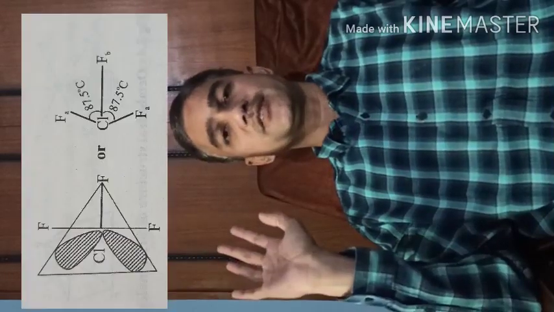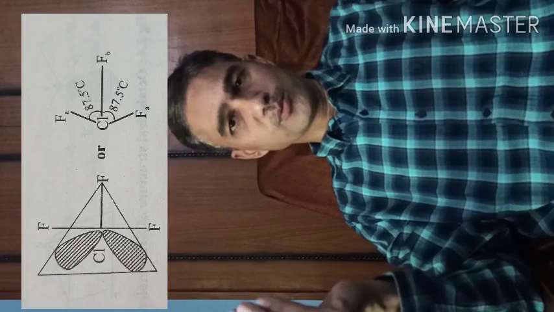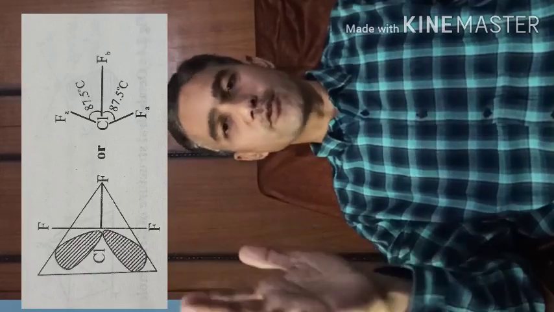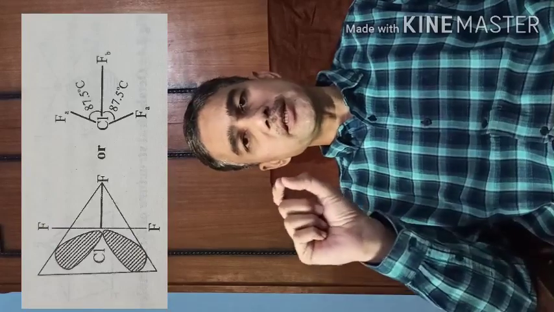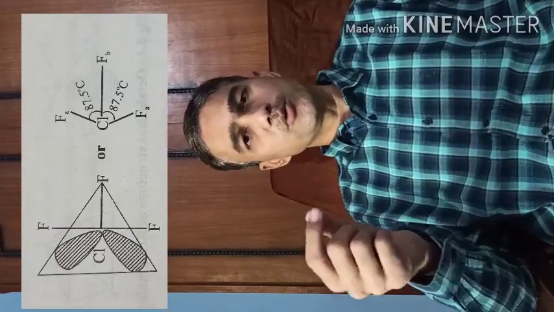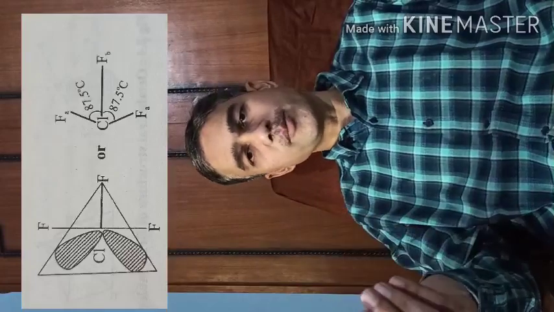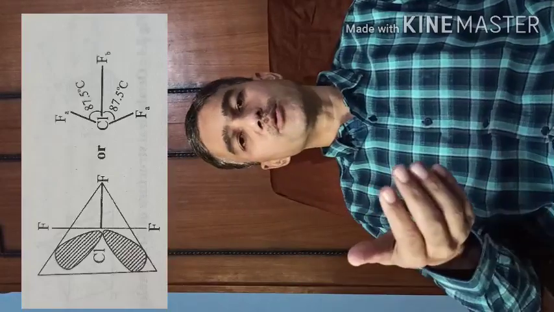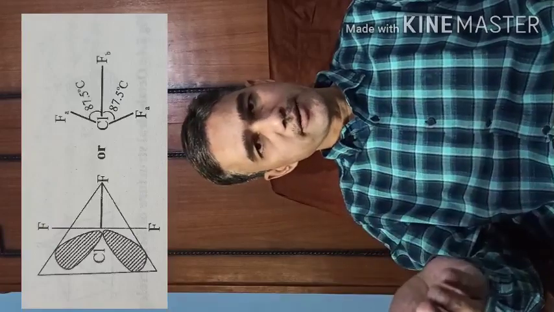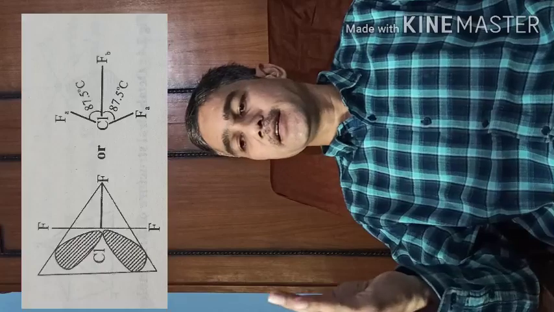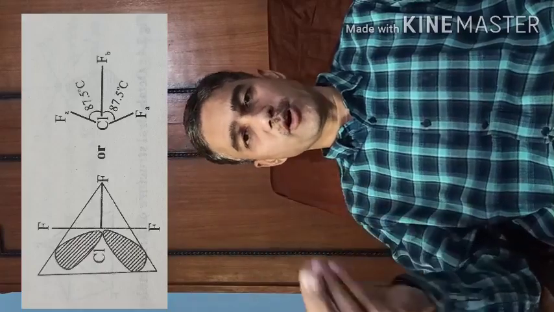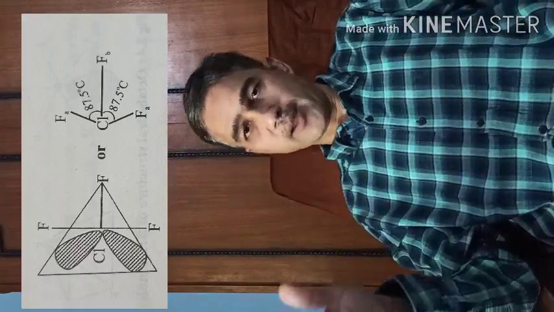Now all these will undergo sp3d hybridization to give new equivalent hybrid orbitals. How many new hybrid orbitals will be formed? That will be equal to the number of atomic orbitals undergoing hybridization. So s, p3 and d means 5 new hybrid orbitals will be formed.